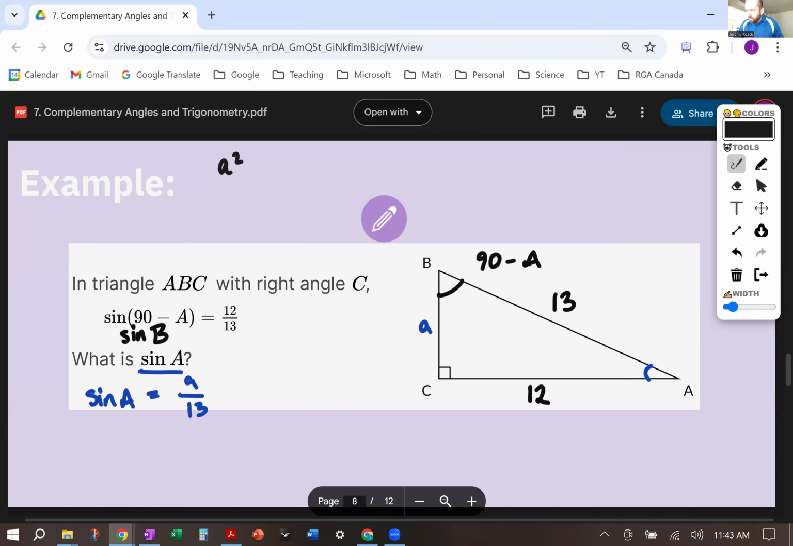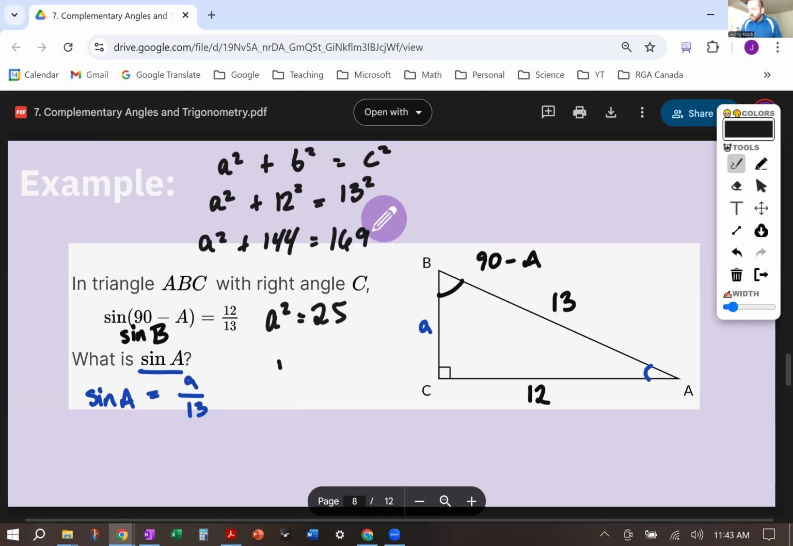It says a squared plus b squared equals c squared. A squared, which we don't know. B squared is 12 squared. C squared is 13 squared. We have a squared plus 144 equals 169. And then we just subtract from that. We get a squared is equal to 25 and a equals 5.